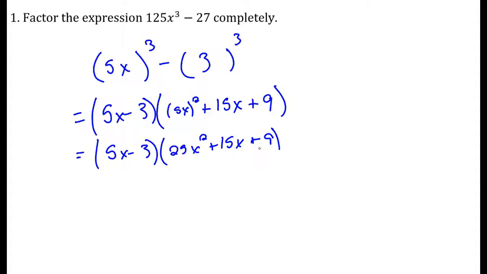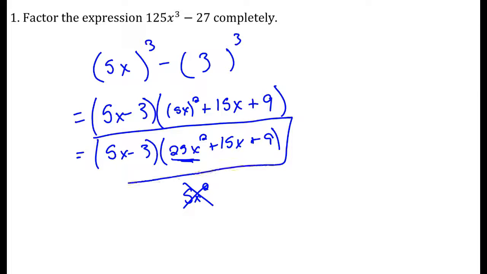The most common mistake was people writing 5x squared there instead of 25x squared. That is not okay, because those are not equivalent. So, factored completely, that's how that difference of perfect cubes factors.